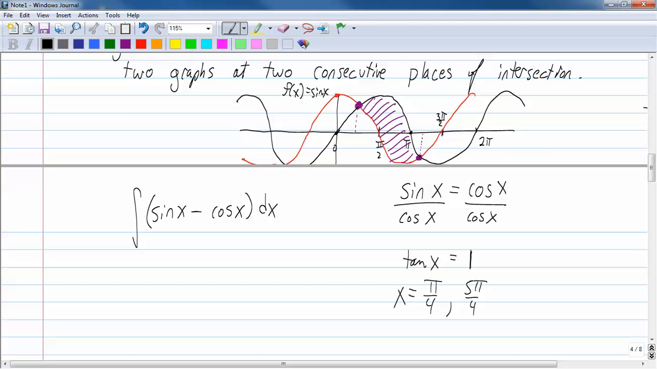Okay, and that's because tangent repeats every pi. The tangent of pi over 4 is 1. So if you added 1 pi to pi over 4, you'd get 5 pi over 4. You can find other places by just adding 1 pi or subtracting 1 pi as many times as you want. But we figured out this place right here, that's pi over 4. This place right here, that's 5 pi over 4. Okay? So our integral boundaries are pi over 4 to 5 pi over 4.